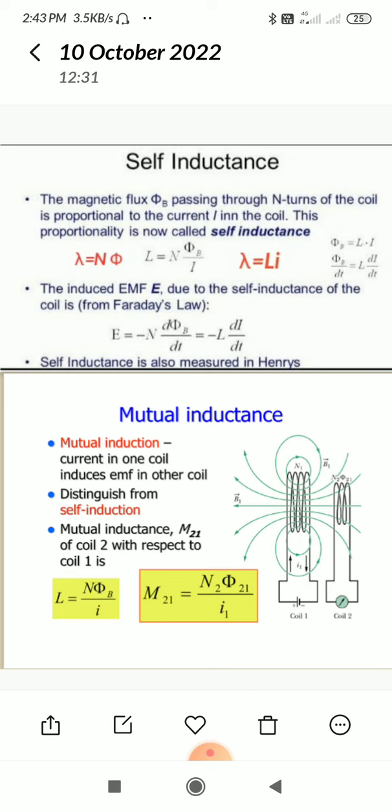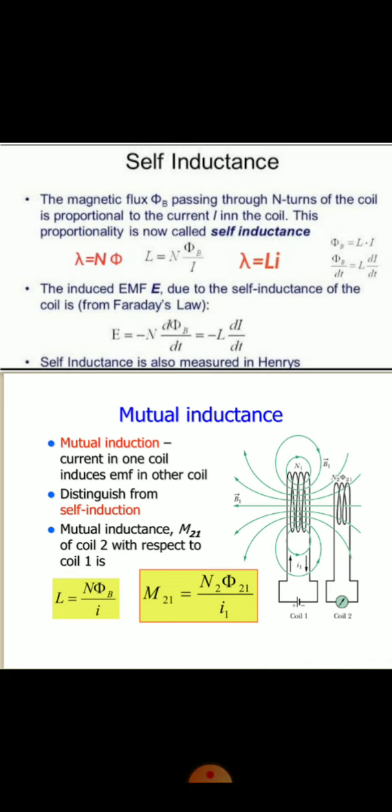Similarly, the second term is produced by the current in coil 1. So N2 phi 21 is equal to M21 I1. So M21 is equal to N2 phi 21 divided by I1. M21 means the mutual inductance between coil 2 and coil 1.